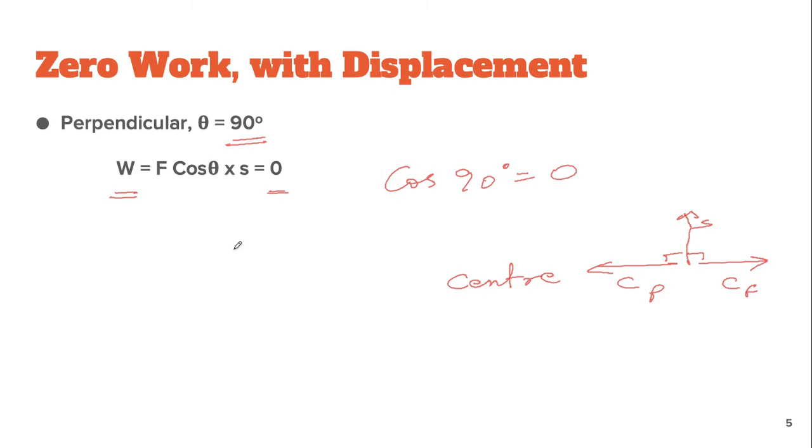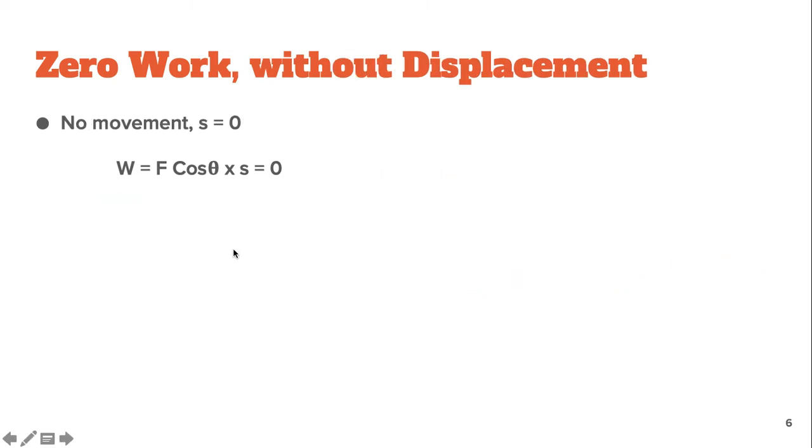There is another scenario where we say that the work done is 0. Let's see what it is. This is the simplest scenario. What if there is no displacement? For example, you are standing on the railway platform waiting for your train, and you have a very heavy bag in your hand, but you are not moving, you are just standing. So the displacement is 0, and using the same formula, anything multiplied by 0 is 0. So here also the work done is 0.